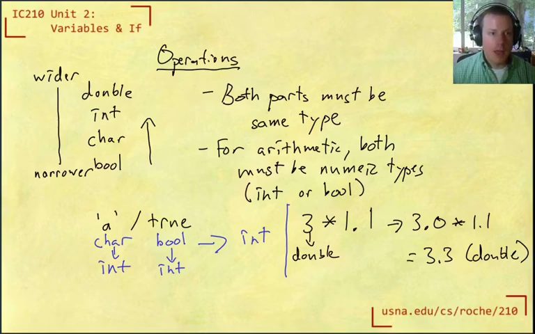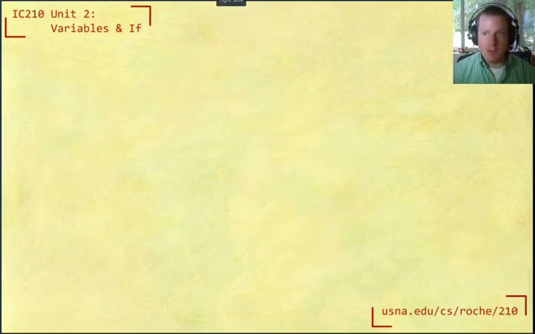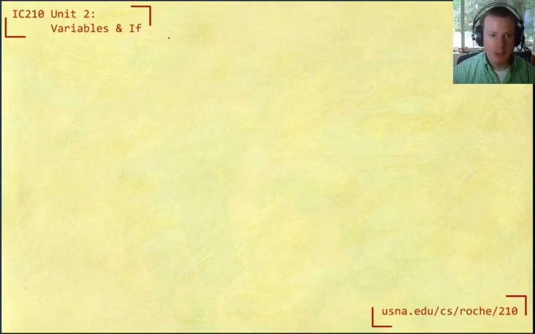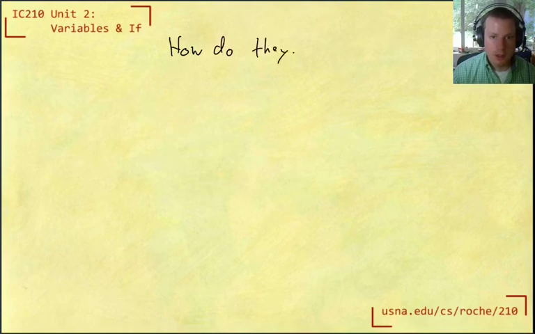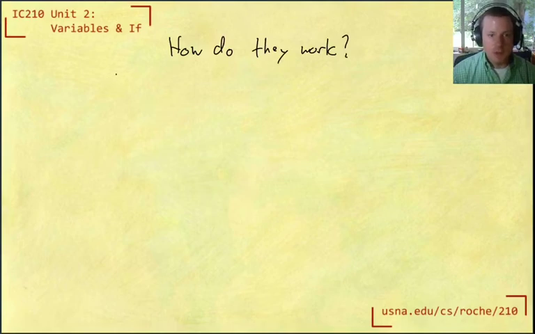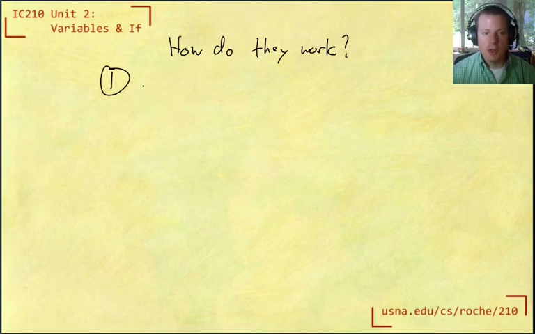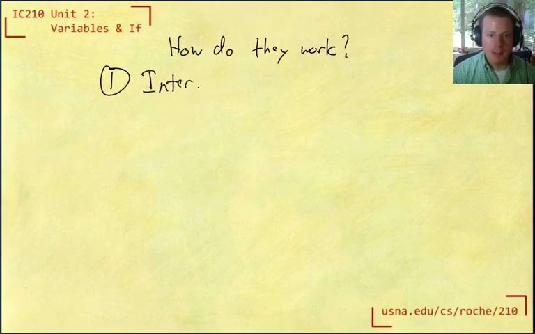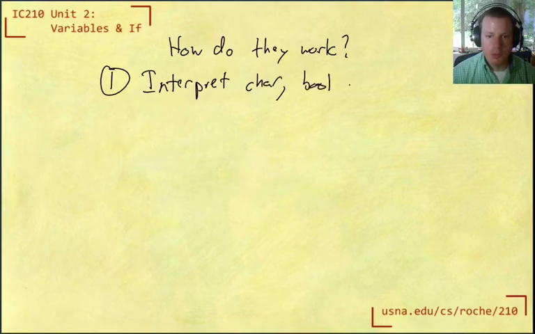So now that we know when these conversions are going to happen, the next thing we want to ask is, how do they work? Because these types are very different from each other. So the first thing is that before any kind of type conversion happens, we're going to interpret char or bool as numbers.